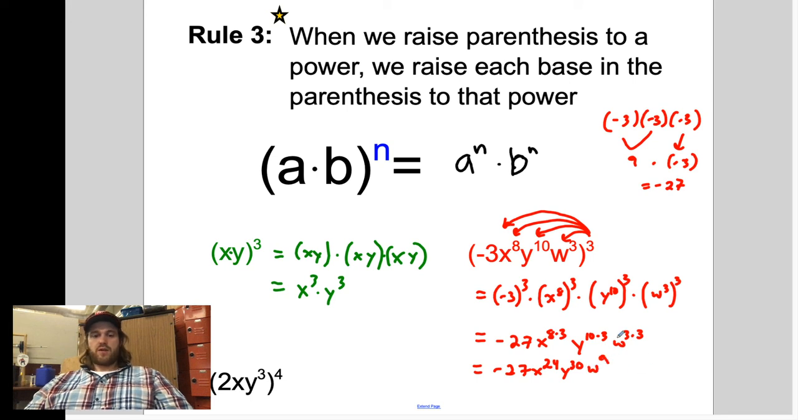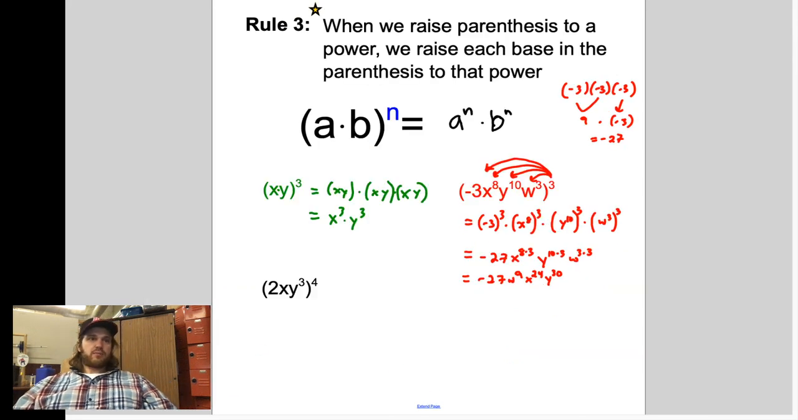Oh no, they're not in alphabetical order. Slagle, you're breaking your own rules. You know what my mom always used to say? You make them, you break them. I don't know if anyone else's mother said that. But w to the 9th, x to the 24th, y to the 30th. I know my alphabet, I think.